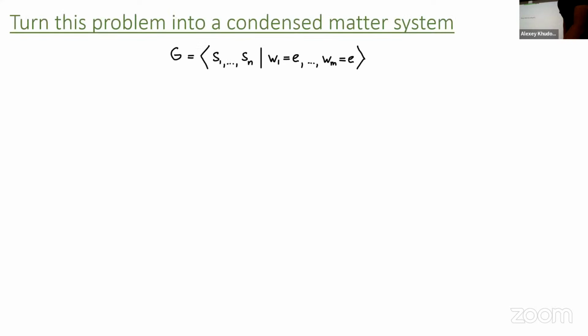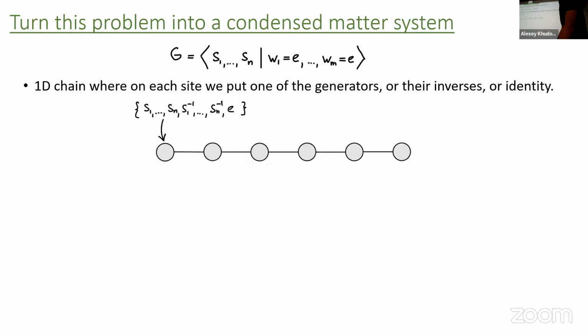Okay, so enough group theory. Let's go back to physics. Now we can turn this problem into a condensed matter system. Again, we'll take some finitely presentable group, and the relations I'm just writing as some words, W1 to Wm, that are equal to the identity. Now we consider a one-dimensional chain, and on each site we put one of the generators, their inverses, or an identity element. For example, if you had two generators, then your local Hilbert space would be just 5-dimensional, because you can put A or B, or A inverse or B inverse, or the identity E.